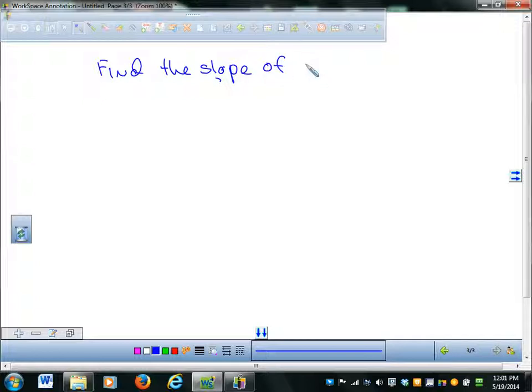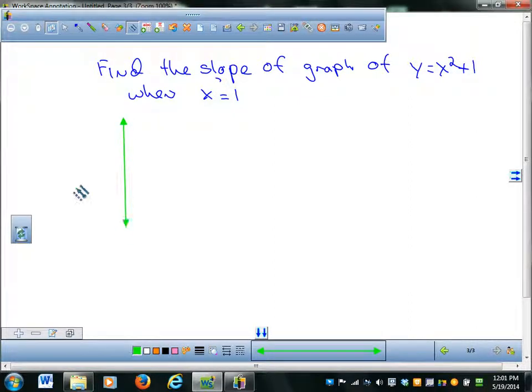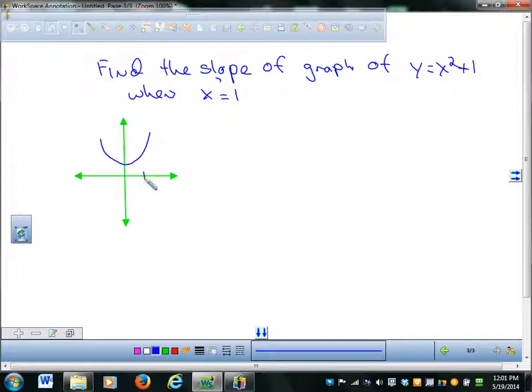Slope of the graph of y equals x squared plus 1. Can you see that? When x equals 1. All right. So in other words, I'm going to make a little curve. Y equals x squared plus 1. What does that look like? Parabola that goes to 1. At x equals 1, so this is a point 1 comma something. 1 comma what? 1 comma 2.